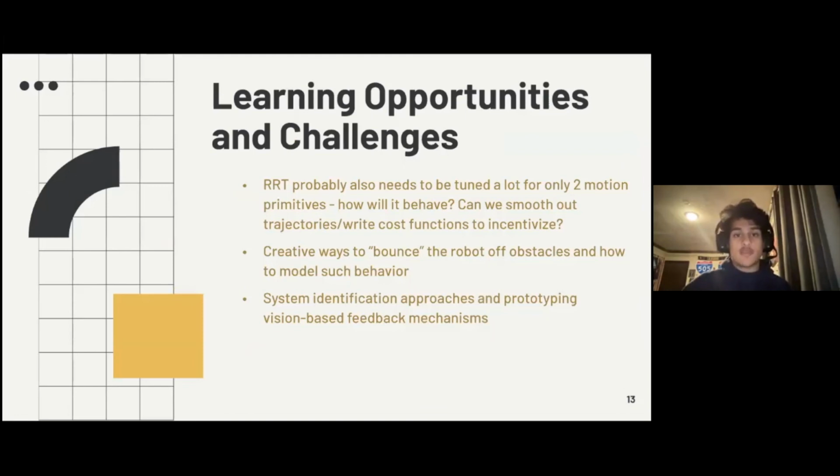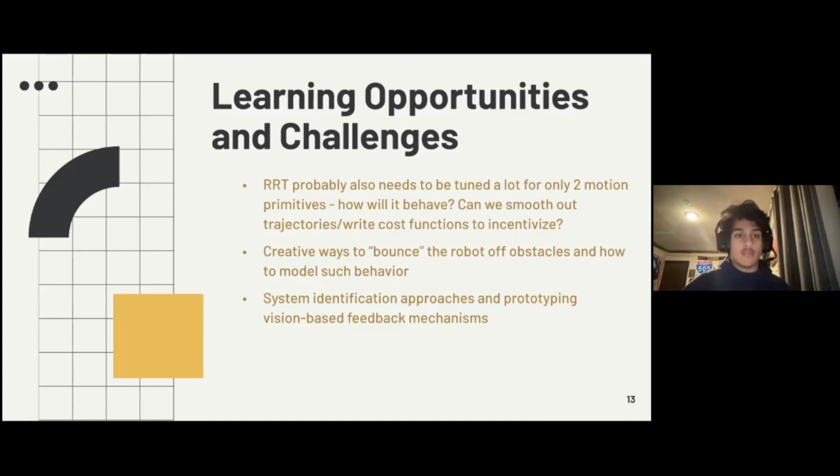The learning opportunities and challenges from completing this project are that with only 2 motion primitives, RRT would need to be tuned a lot, which means we would need a pretty high number of experiments and to actually observe how it behaves, and have to write cost functions to see if we can smooth out trajectories. We need to find creative ways to bounce the robot off of obstacles, as we previously mentioned, and model that behavior as such, and then have system identification approaches and then prototype the vision-based feedback mechanisms.